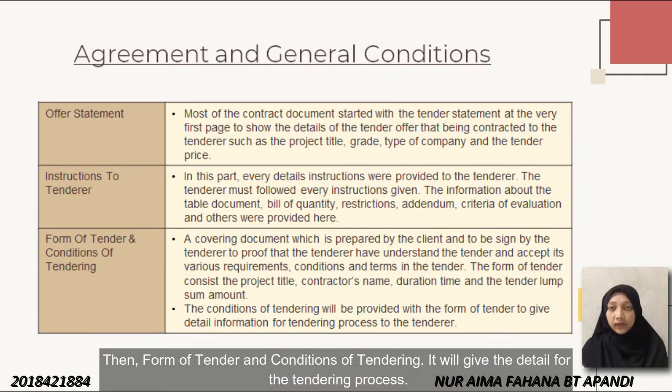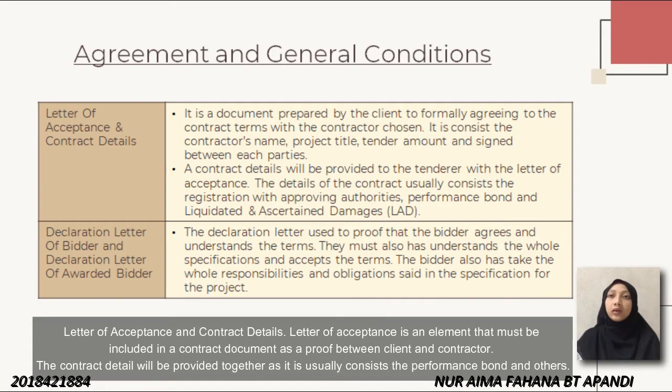Then, form of tender and condition of tendering. It will give the details for the tendering process. Letter of acceptance and contract detail. Letter of acceptance is an element that must be included in a contract document as proof between client and contractor. The contract detail will be provided together as it usually consists of performance bonds and others.